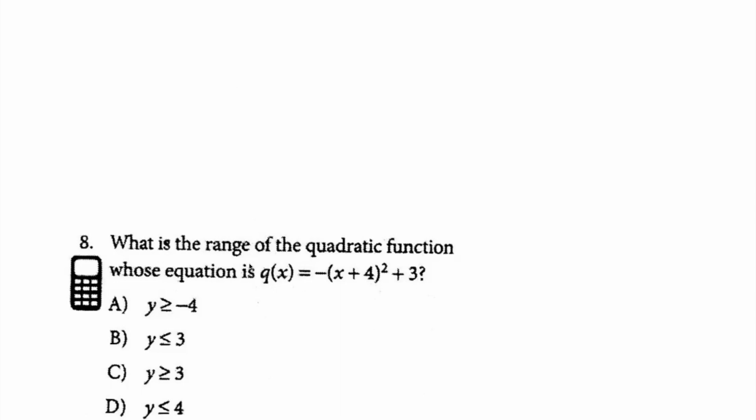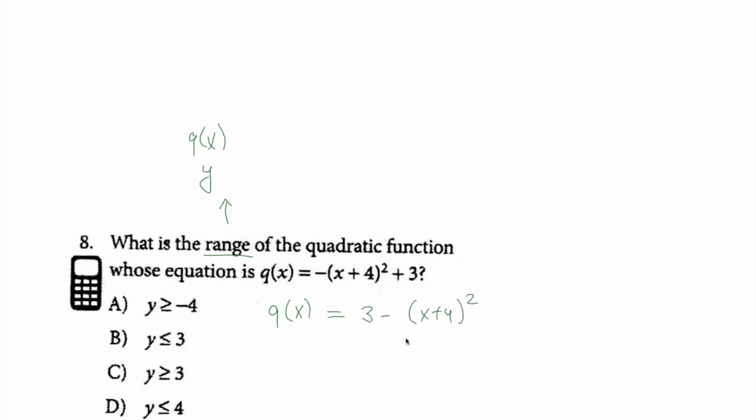In question 8, they say what's the range? Range means the possible values of y, or the function like q(x) here. What's the possible value of q(x)? Look what we can do. Can we write it like q(x) equals 3 minus (x plus 4) squared? That's the same thing.